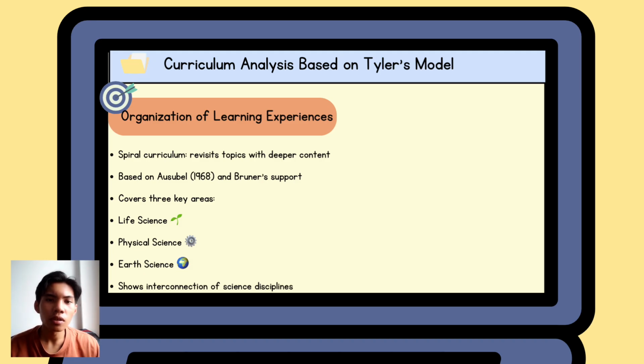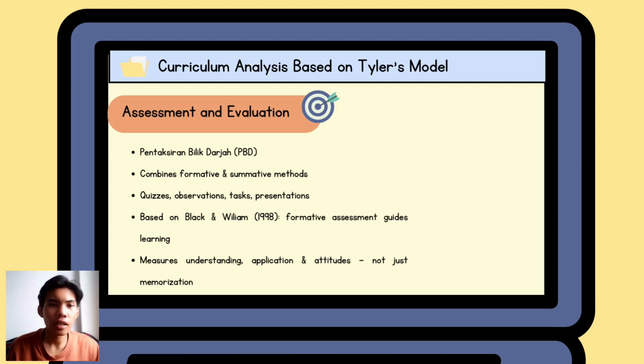The curriculum covers three main branches: life science, physical science, and earth science. These branches are interconnected, allowing students to see the relevance and overlap between different scientific areas, which helps strengthen the overall scientific framework. Last, assessment and evaluation.